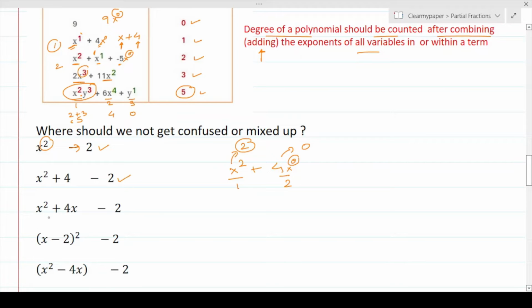Okay, now let's take this slightly tricky example. So we have here, let me rub this out, we don't need this so that we don't get confused. Okay, so let's try this. So we have got x square plus 4x.